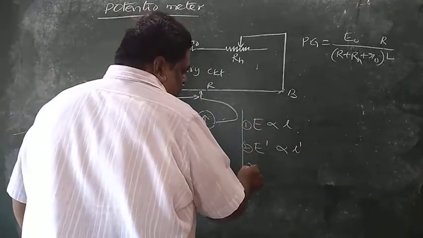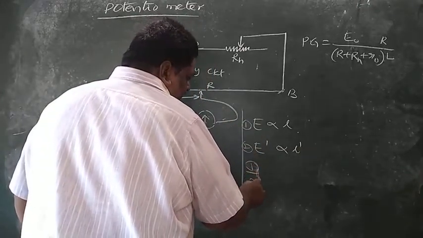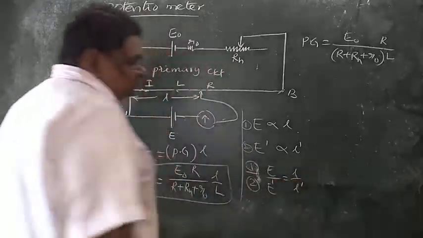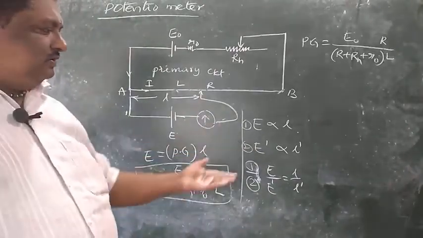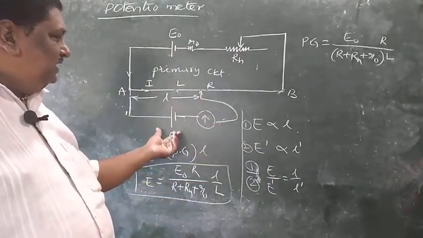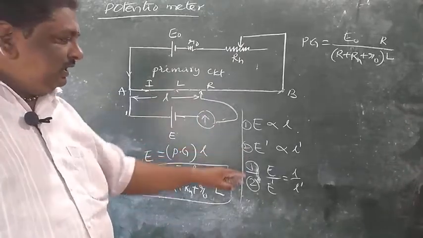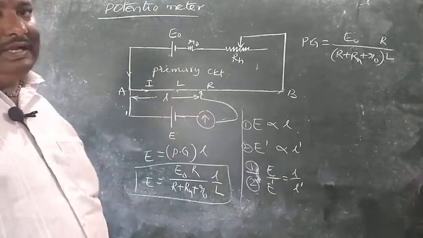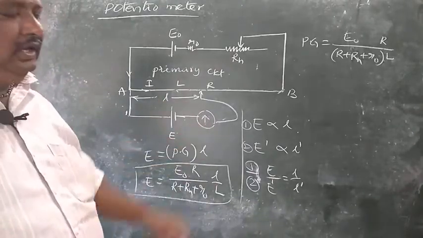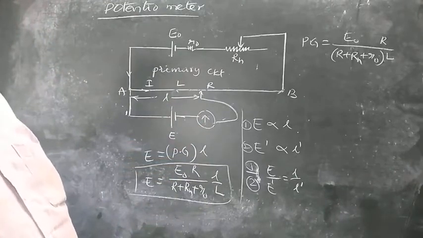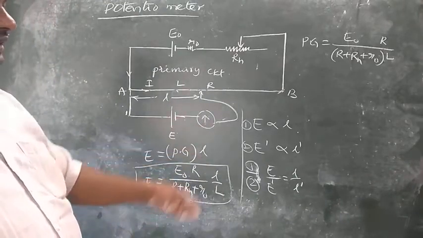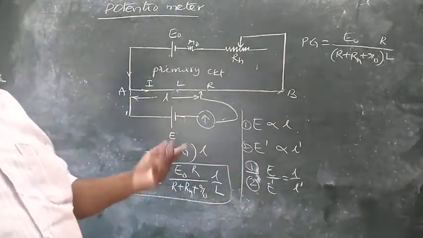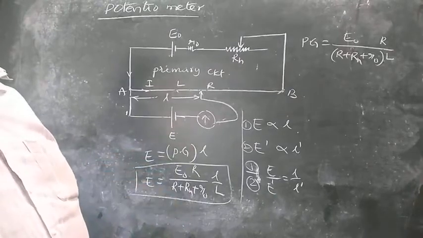Take 1 by 2 or 2 by 1. What happened? E by E dash is equal to L by L dash. L means the balance length when E is connected. L dash means the balance length when E dash is connected in this place. Therefore E by E dash is equal to L by L dash. This is the comparison.